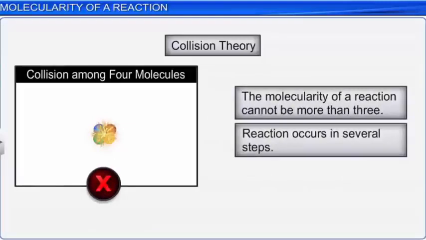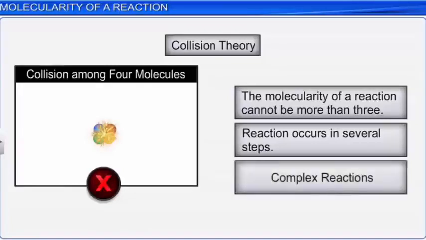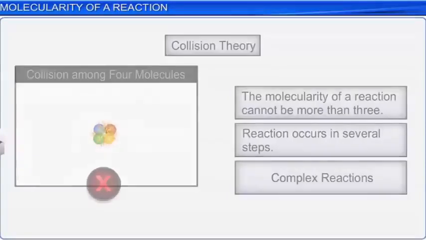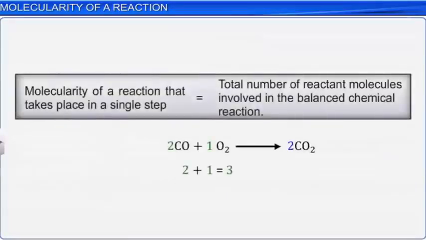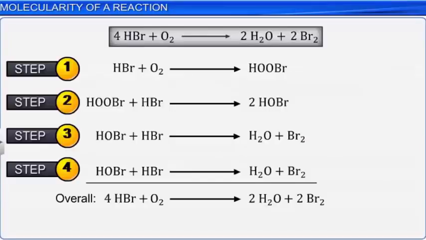Reactions involving more than 3 molecules take place in several steps, and such reactions are called complex reactions. Note that the molecularity of a reaction that takes place in a single step is equal to the total number of reactant molecules involved in the balanced chemical reaction. Let us now move on to the mechanism of a complex reaction involving more than 3 molecules.